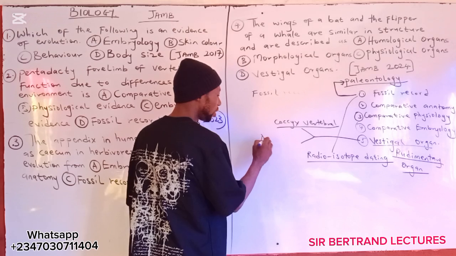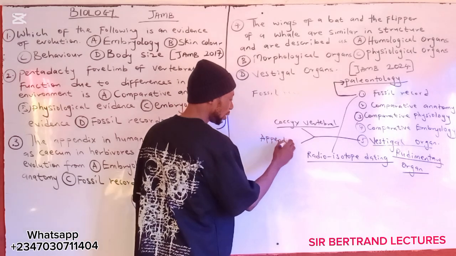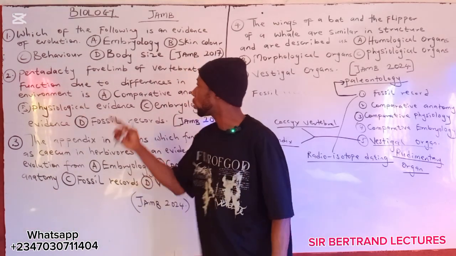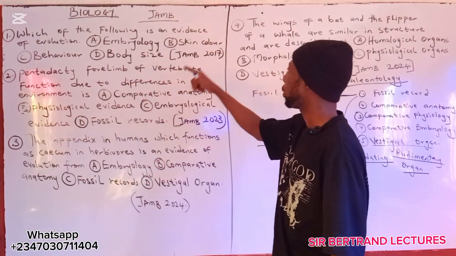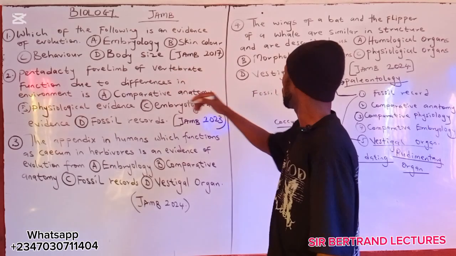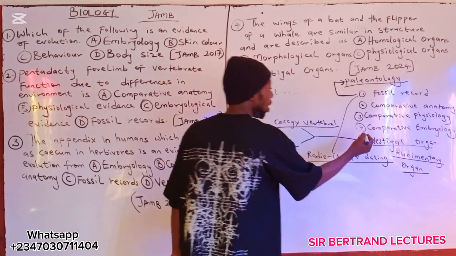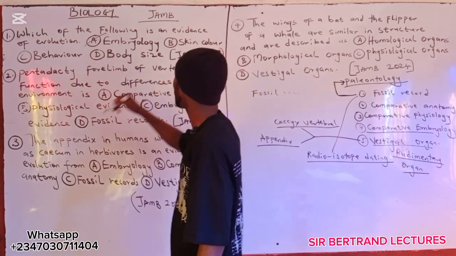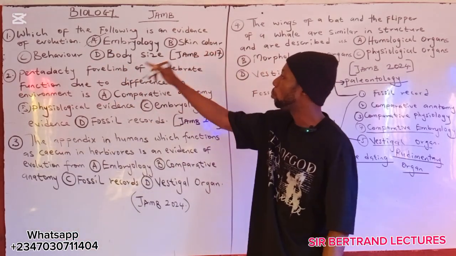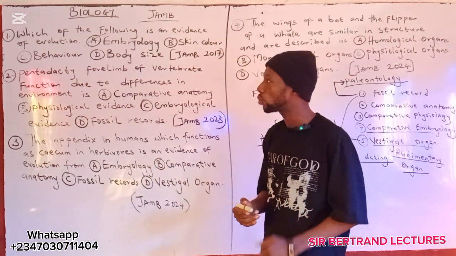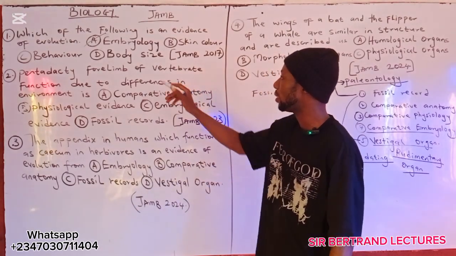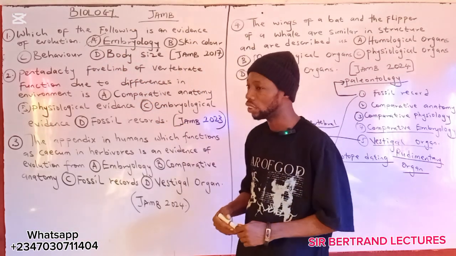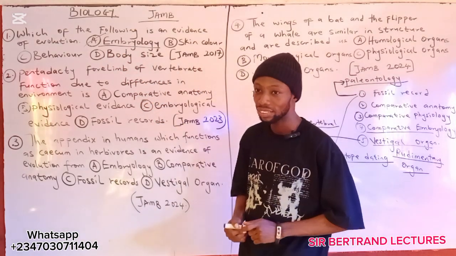All right. Then the next, which is the popular one we have in textbooks and in exam past questions, is appendix. Okay. Now, the question is asking you, which of the following is an evidence of evolution? If you look here in the options, we have evidence of comparative embryology, and this is the answer to the question. So, skin color, behavior, and body size are not the answer to the question. The answer is embryology due to evidence of comparative embryology. I hope you all understand, right?